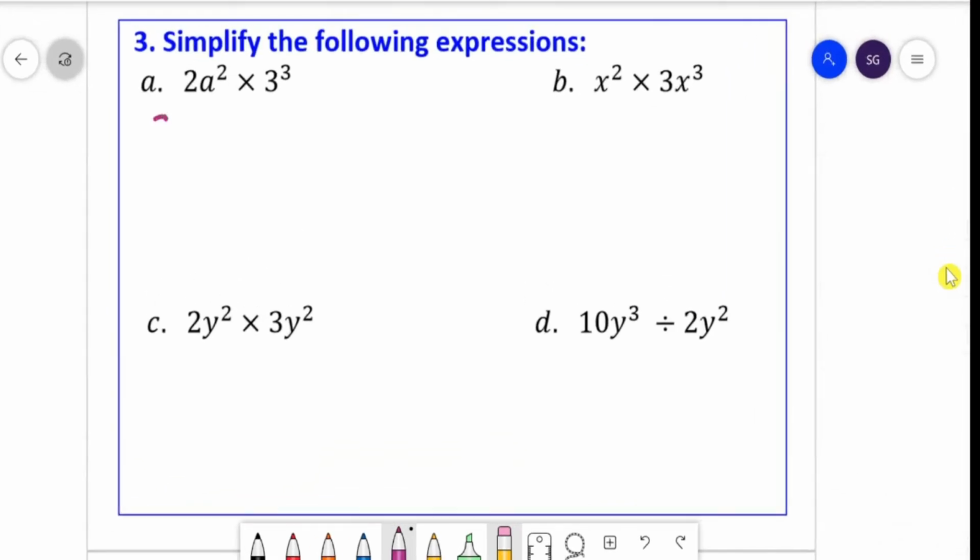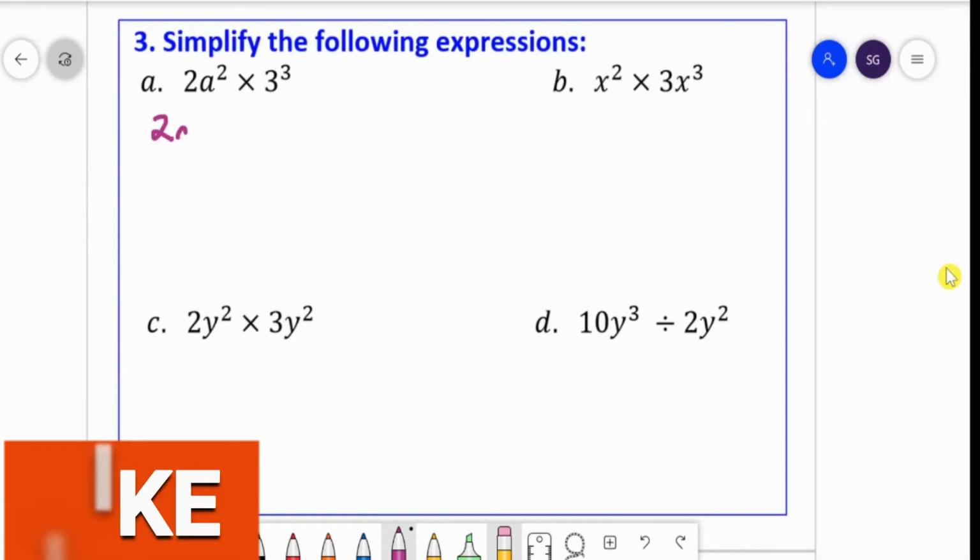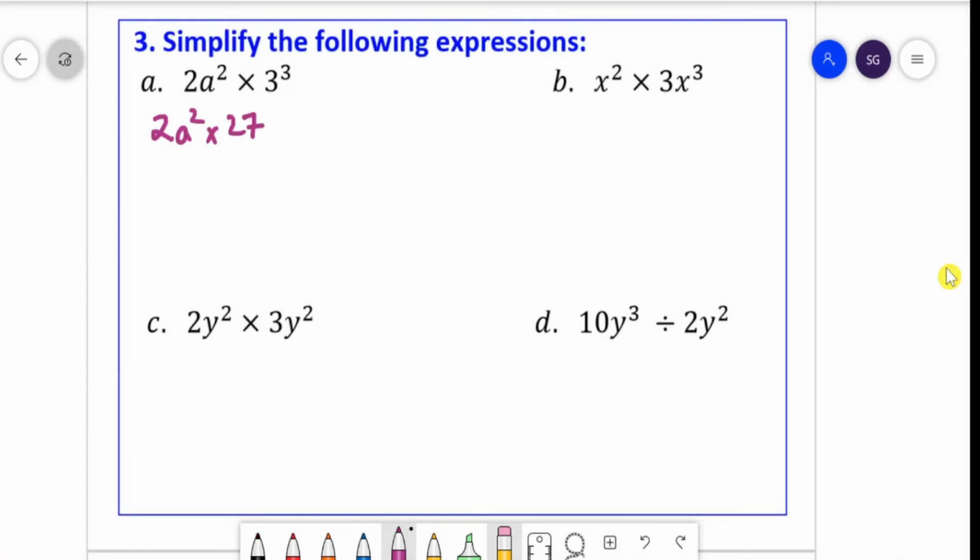This is 2. We are done with numbers. 2 times 3 power 3 is 27, so 2a squared times 27. 2 times 27 is 54, and so the final answer is 54a squared. The important instruction to follow is simplify, so 54a squared.